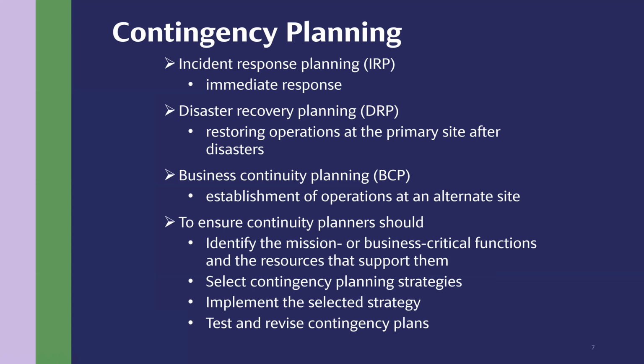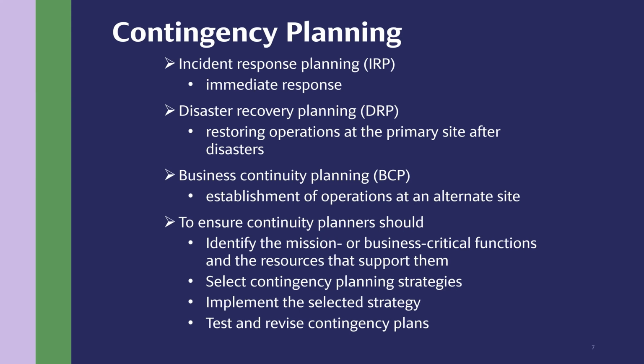Now, to ensure continuity, continuity planners should follow certain rules. These are the steps which they should always follow. First of all, it's very important to identify the mission or business critical functions and the resources that are going to support them. In an organization, there will be multiple critical functions, so you need to finalize this first. This comes under BIA. You need to check which of the functions is very important in order to keep the entire process up and running.